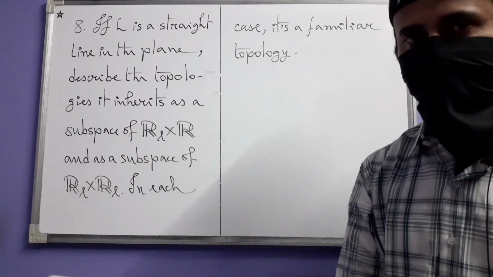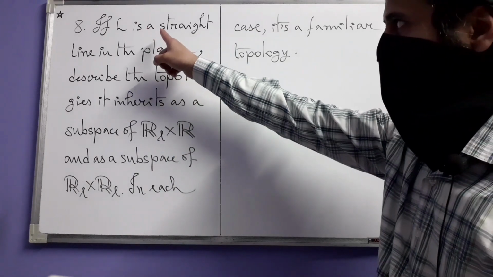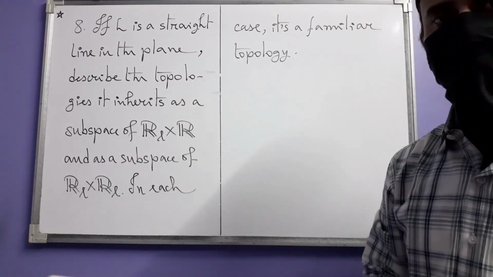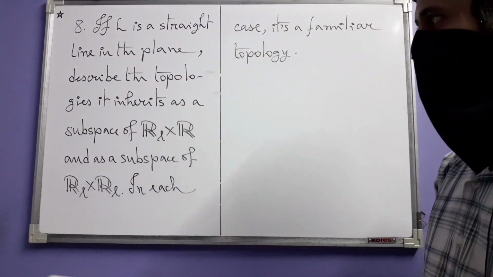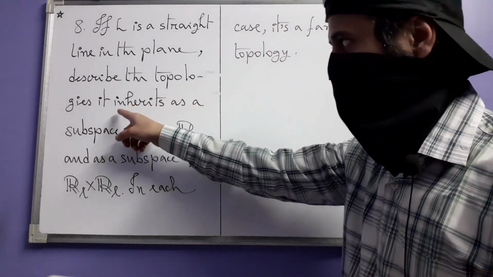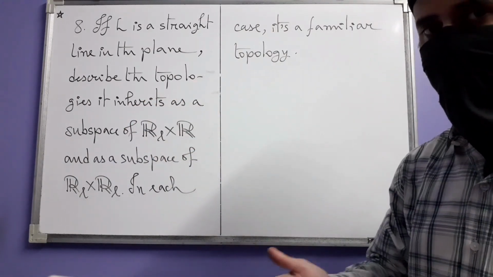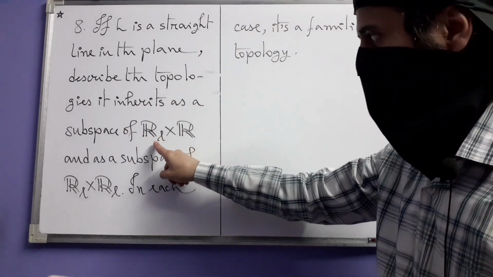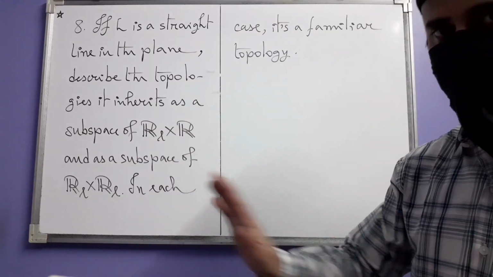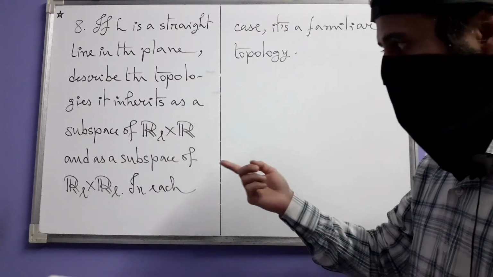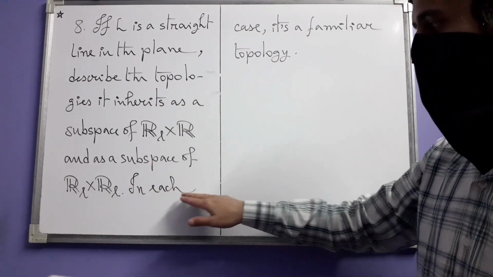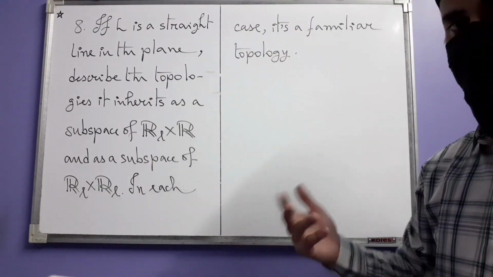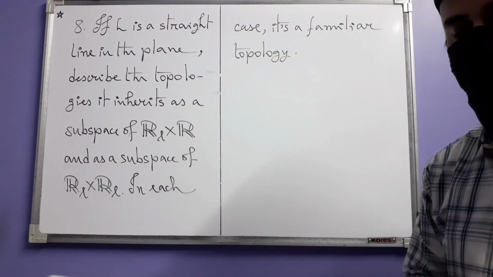Let's next see number 8. If L is a straight line in the two-dimensional plane, we have to describe the topologies that L inherits as a subspace of R_l times R, this Cartesian product, and also as a subspace of R_l times R_l. It's also mentioned that in each case we get a familiar topology.